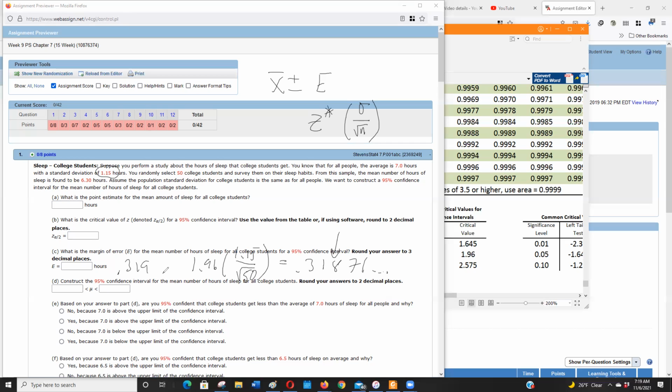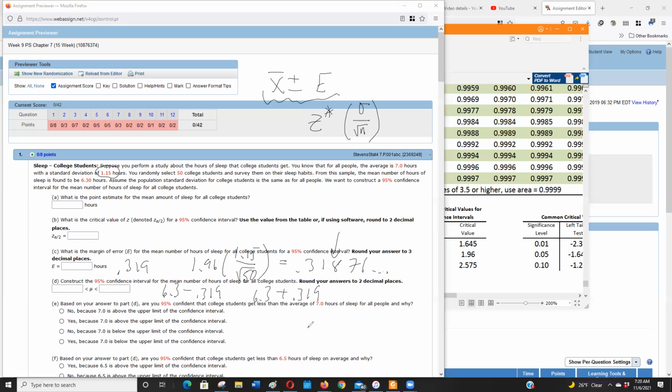Now to get the confidence interval, we know the margin of error, and we know that it's going to be the sample mean plus or minus the margin of error. So to get the lower bound, we'll do 6.3 hours minus 0.319, and then 6.3 hours plus 0.319. Subtract the margin of error from the sample mean, add the margin of error to the sample mean. Those are the two bounds.